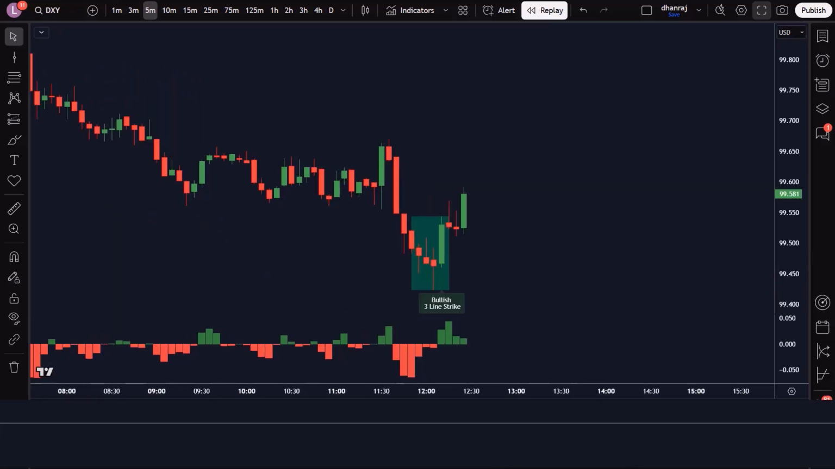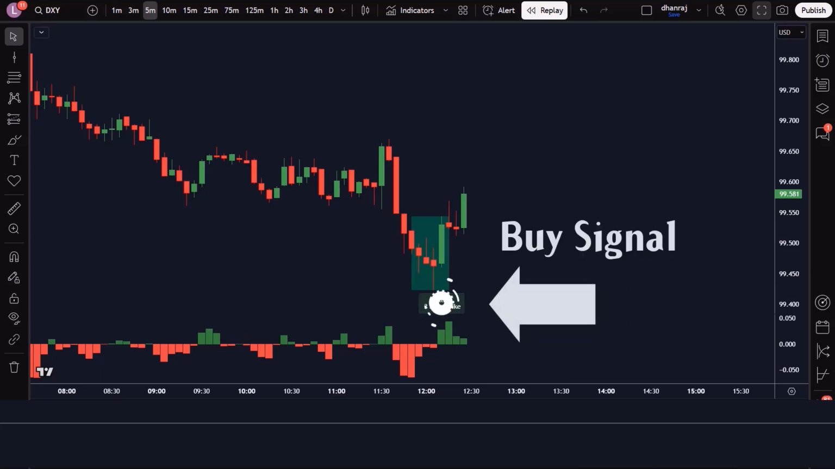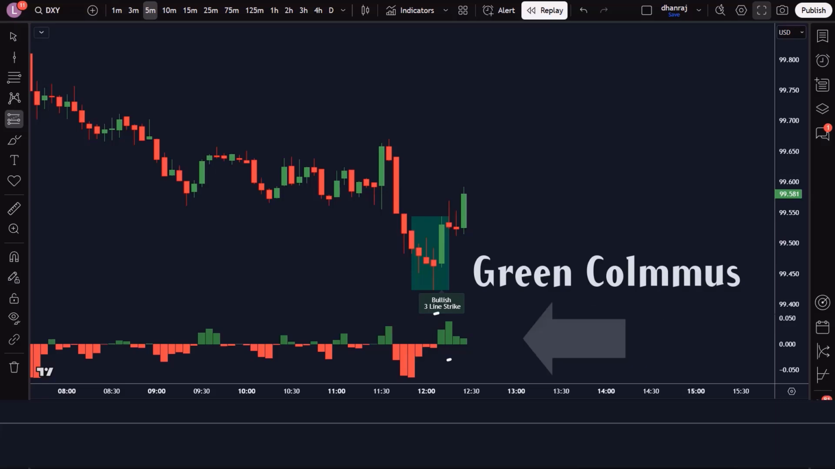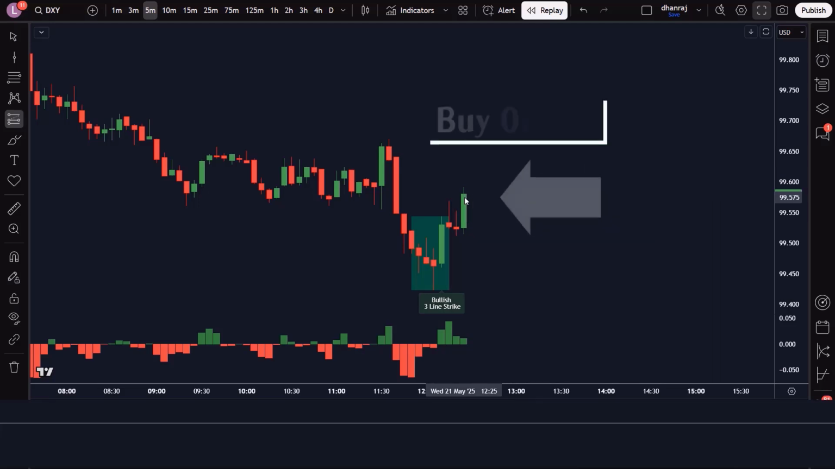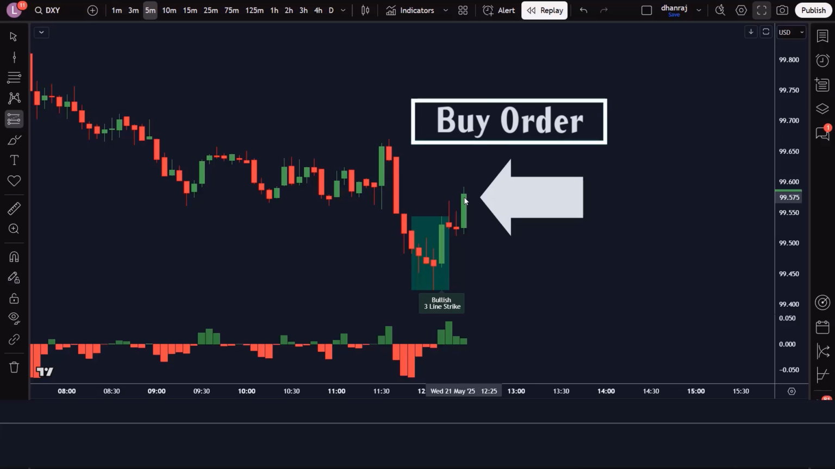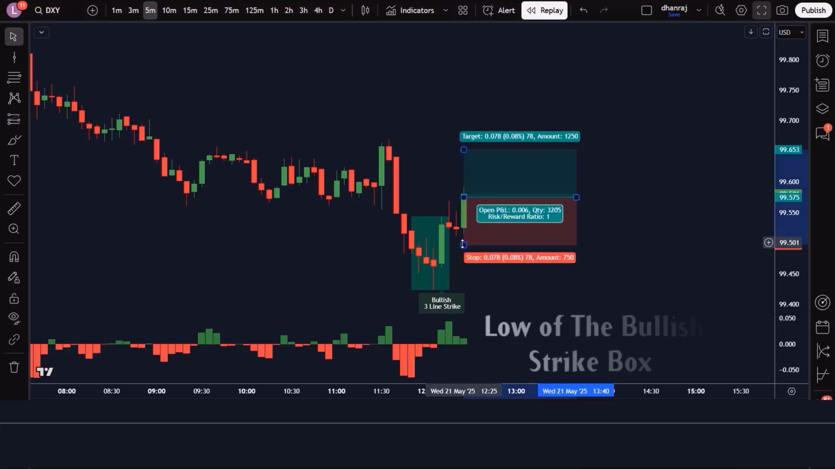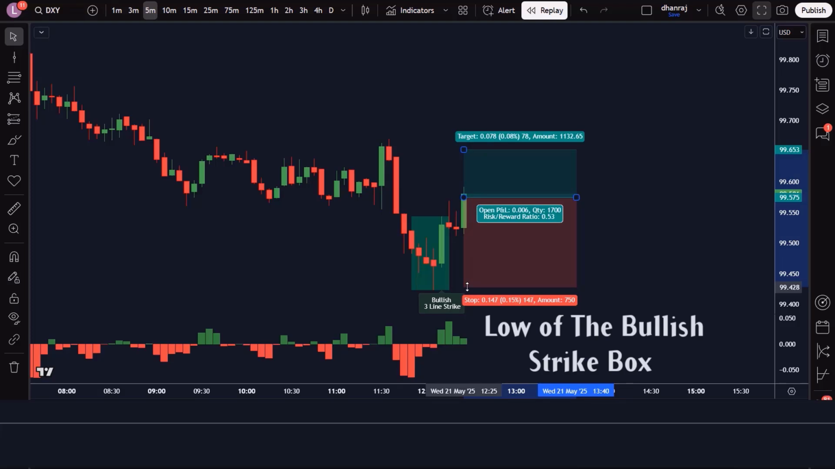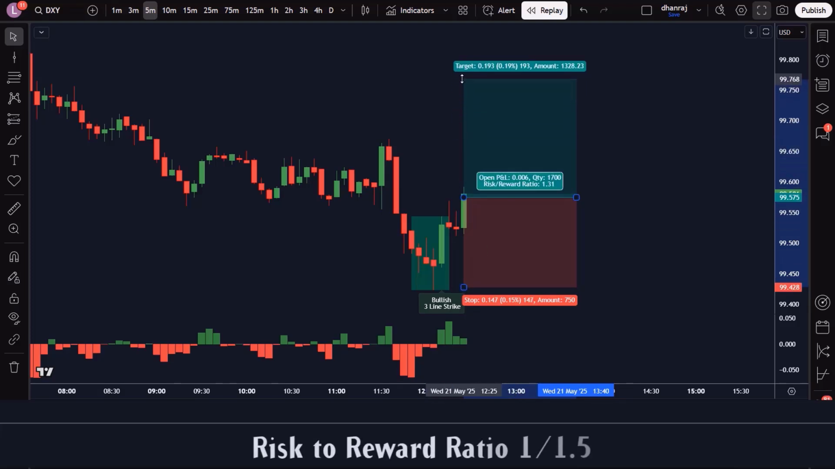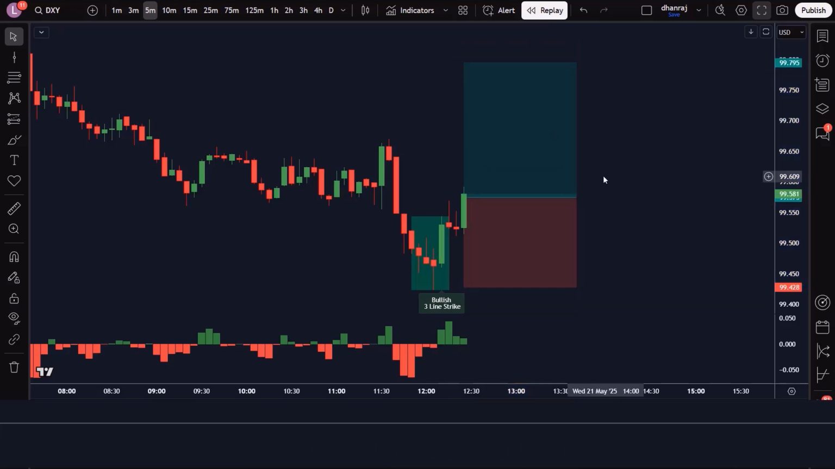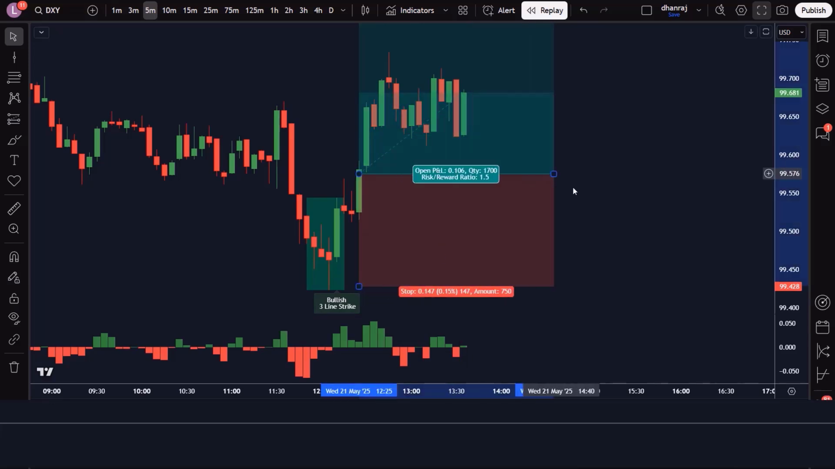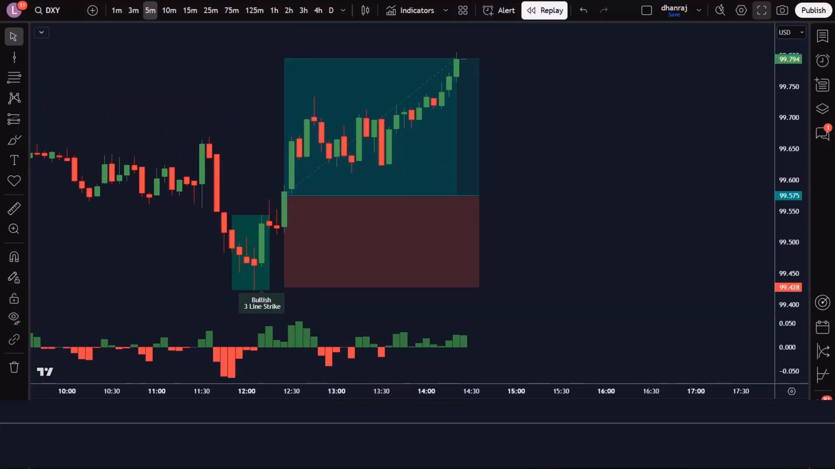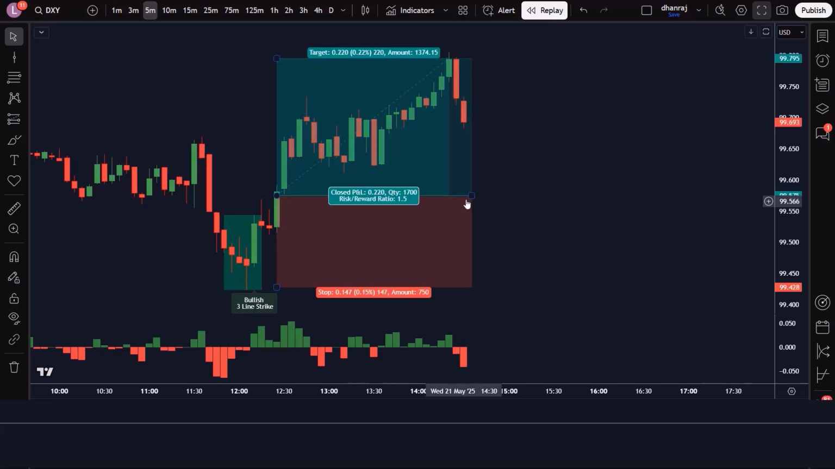We have got the signal. Here the 3-line strike candlestick indicator gives us a buy signal. Here the Kuratoga histogram indicator shows green columns. Here the market has made a bullish candle to give confirmation. So all our conditions are being fulfilled, so we are placing an order to buy. Our stop loss is to be placed at the low of the bullish strike box, and the risk to reward ratio will be 1:1.5. Let's see what happens to our trade. Our trade is running in profit. We have won this trade. Let's find the next trade.